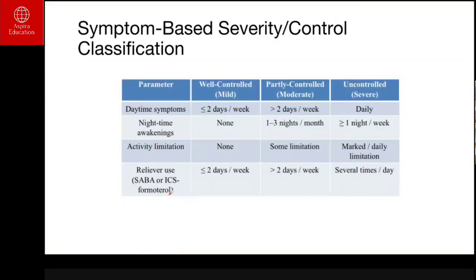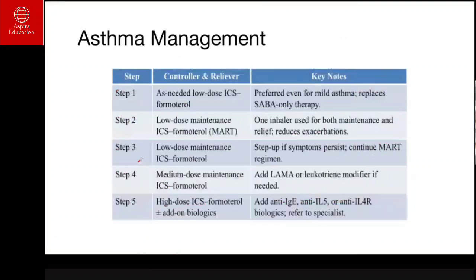This is a symptom-based severity or control classification, where the daytime symptoms are less than 2 days per week or more than 2 days per week. If they are daily, then they belong to severe. Nighttime awakening, if it is happening more than 1 night per week, belongs to severe. And activity is markedly reduced or daily limitation is there. And the use of reliever, that is the SABA-ICS combination, many times in a day, then it belongs to severe. So these 4 parameters are very important to assess the control or the severity of the asthma.